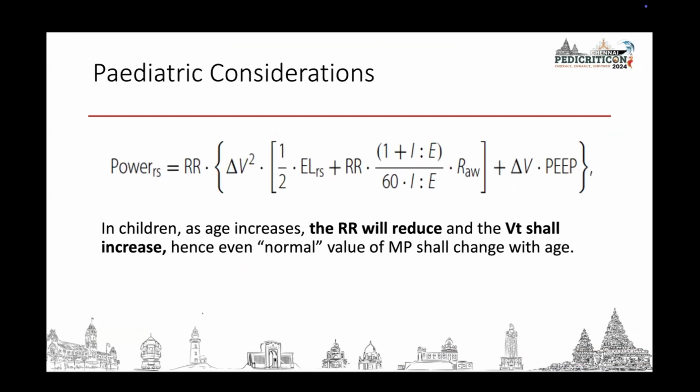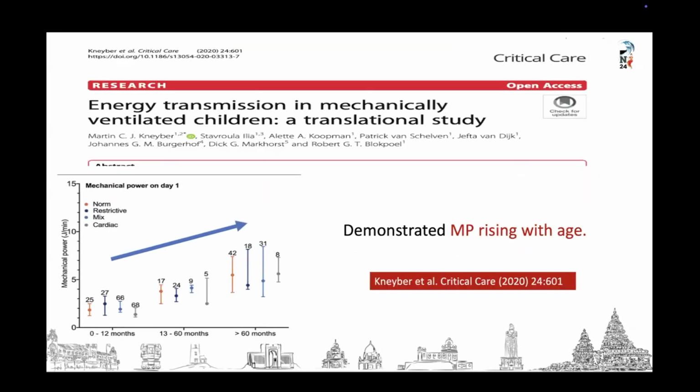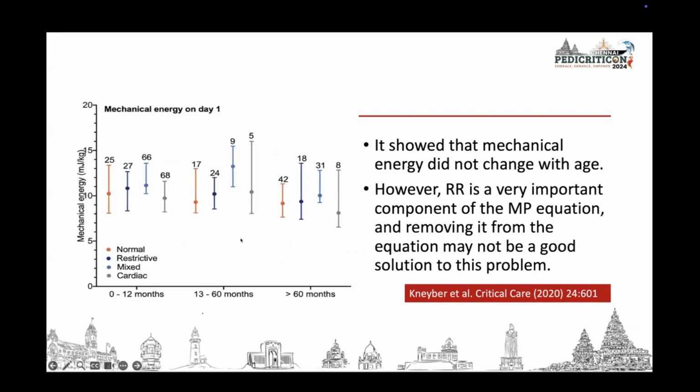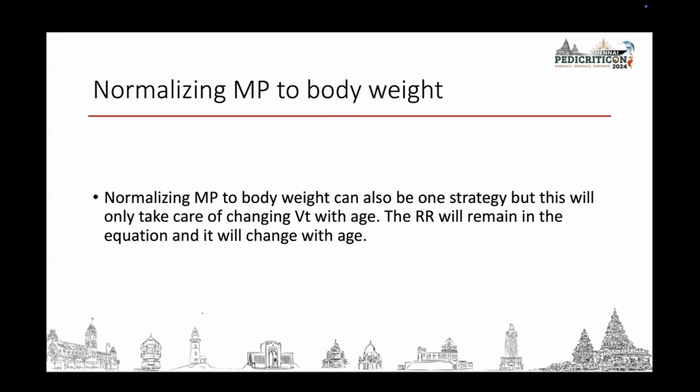But in the pediatric age group, it's difficult to get such cutoffs because in children, as the age increases, the respiratory rate reduces and the tidal volume increases with age. In fact, Martin Neighbor et al. in 2020 demonstrated mechanical power increasing with age. And they proposed the equation of mechanical energy, where they removed the respiratory rate and normalized the tidal volume to the weight of the patients, and proposed that mechanical energy will not change with age. However, the important drawback is removing the respiratory rate, which is an important component of the mechanical power equation. So one thing is clear: some kind of normalization is required.